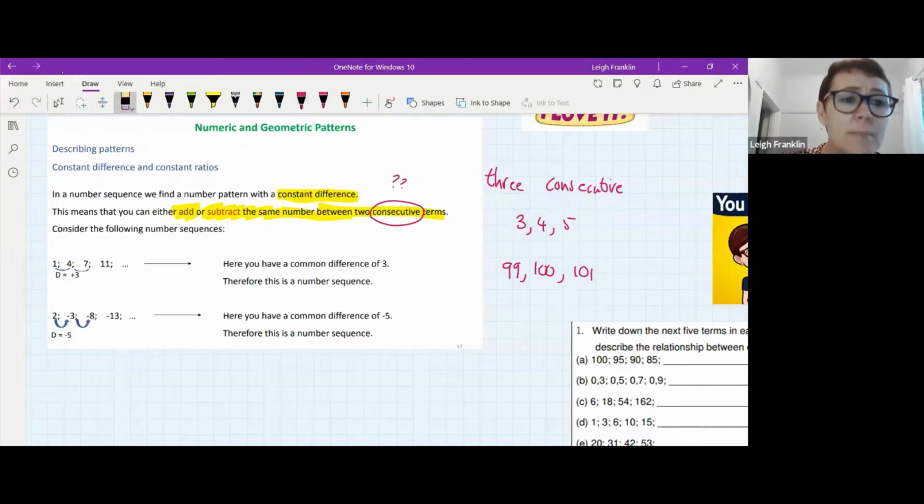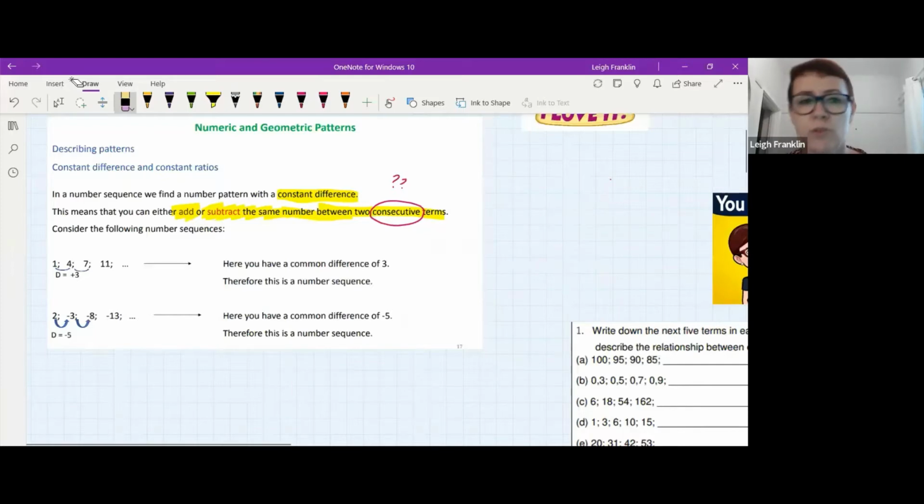And we can have numbers that are consecutive, but we could also have consecutive even numbers and consecutive odd numbers, all right? So consecutive even numbers would be something like 2, 4, 6, 8. Consecutive odd numbers could be something like 5, 7, 9, 11, 13. Okay, so consecutive in English means that they follow one another. Okay, so one term follows the next.